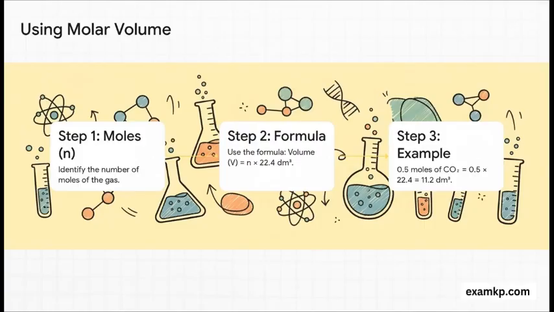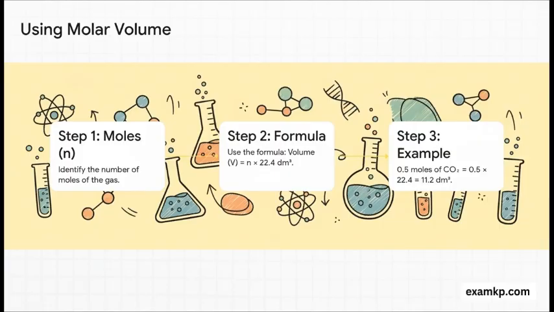So, how do you use it? It's unbelievably easy. You just find the number of moles of your gas and multiply it by 22.4. So if a question says you have half a mole of carbon dioxide, you just do 0.5 times 22.4, and boom, 11.2 decimeters cubed. It really is that simple.